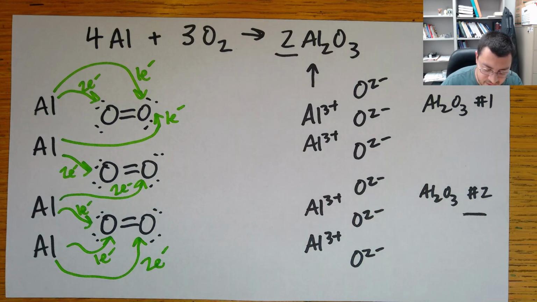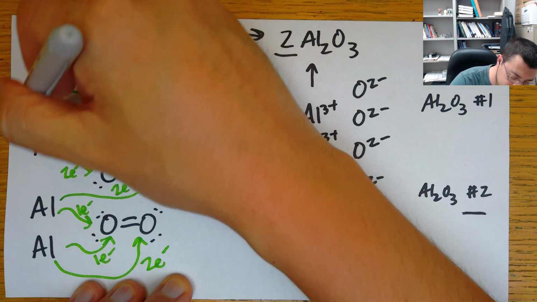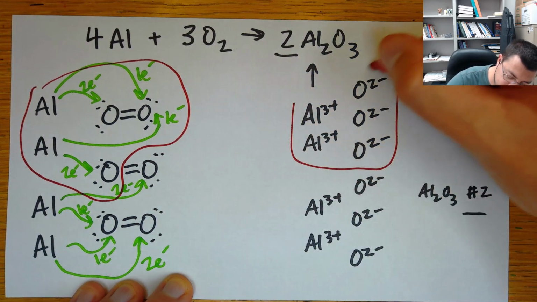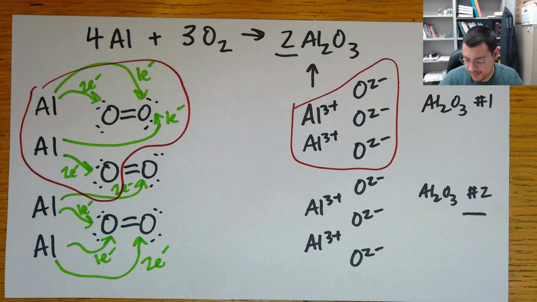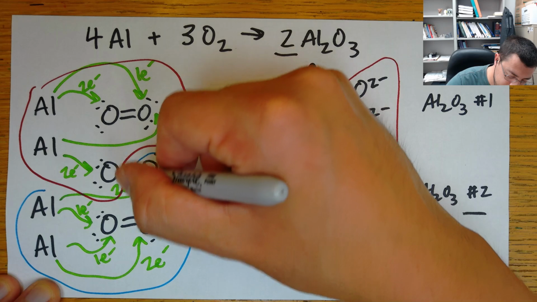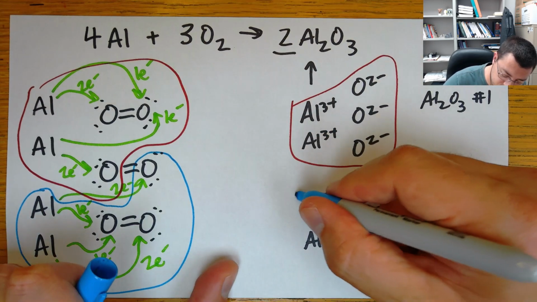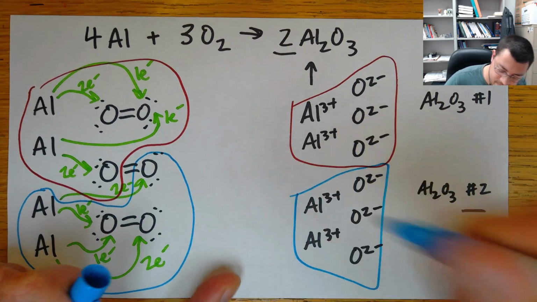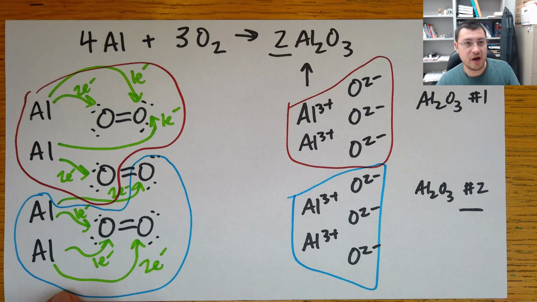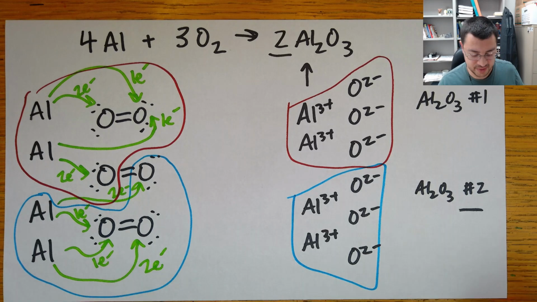All right, so we did the reaction, and here's our before, here's our after. That becomes our first aluminum oxide. And here is our second aluminum oxide. All right. So that's the flow of electrons. Now we can apply some vocabulary.